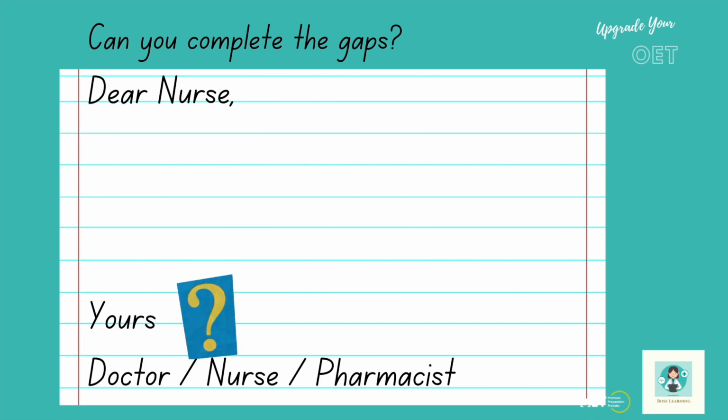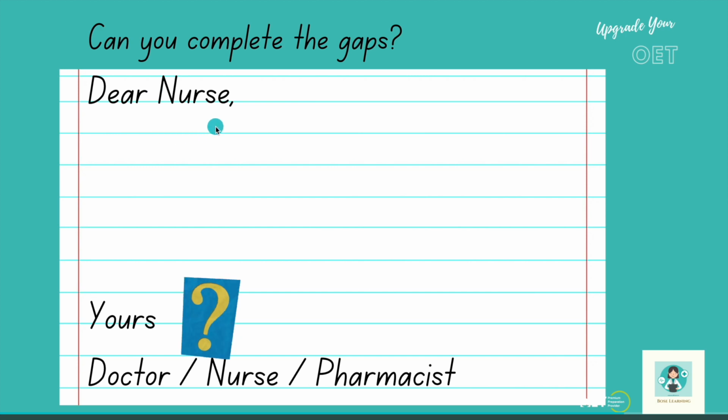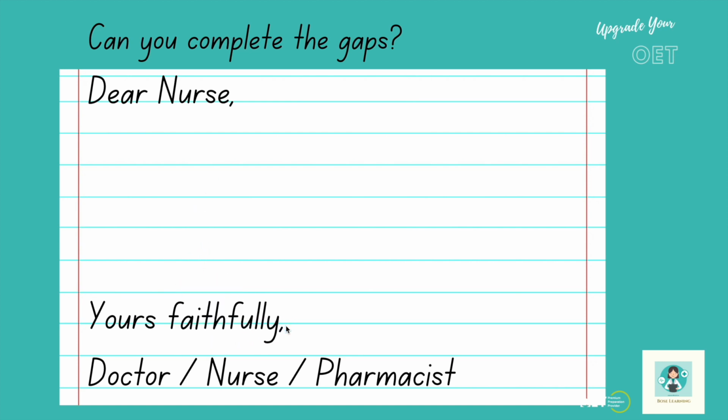But what about if it's just dear nurse? How do you end it if you don't know the person's name? Dear nurse, dear doctor, dear sir, dear madam. How do you end if you don't know the person's name? You have to say yours faithfully. And these are just standard ways of ending a letter. If you know their name, yours sincerely. If you don't know their name, yours faithfully.